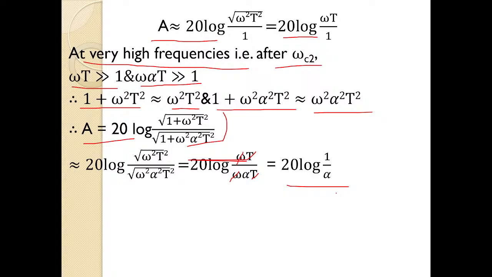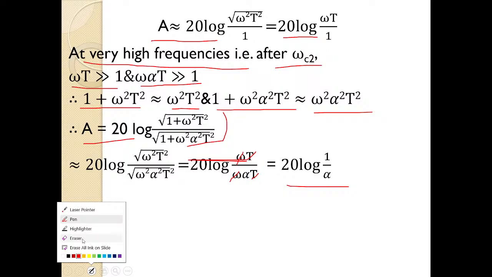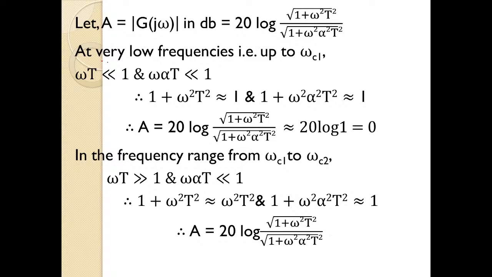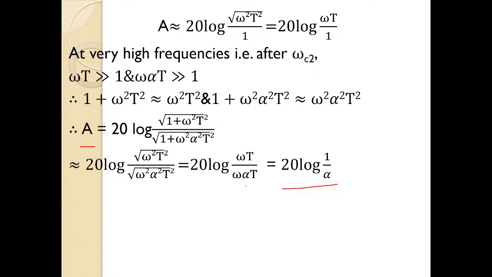So at high frequencies, A value is a constant value. There is no t term, no variable term. Omega t means it will vary, so this is constant. At high frequencies, A value is constant, and at very low frequencies, A is 0. At high frequencies, A is 20 log 1 by alpha. In between, when frequencies are in between, A will vary as omega t varies.